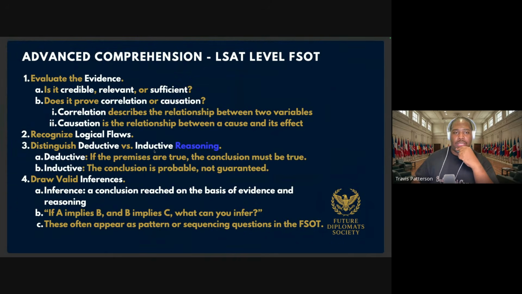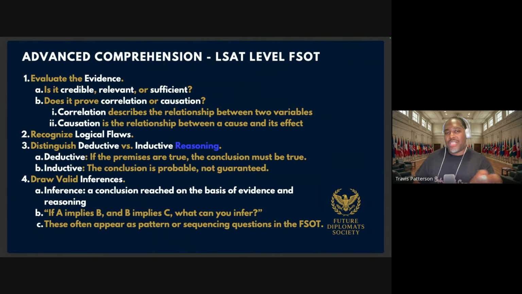Ask yourself, essentially, once you see the structure, you can start evaluating its actual strength. So ask yourself, is the evidence credible? Is it relevant? Is it sufficient? Does it actually prove what the speaker claims? Does it show correlation or true causation?